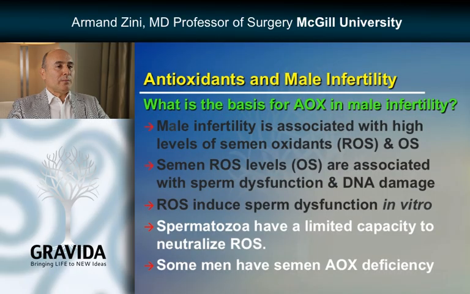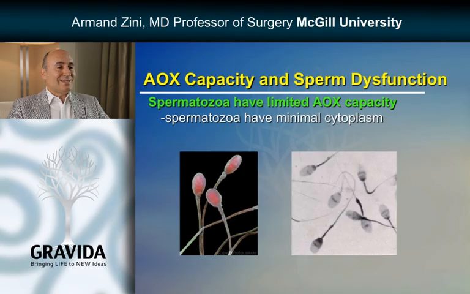Now, spermatozoa have very limited capacity to neutralize semen ROS, and this may be one of the reasons why oxidative stress will cause infertility and will cause sperm dysfunction. And we believe that some men may have semen antioxidant deficiency. So, as I said, spermatozoa have very limited antioxidant capacity, and that has to do with the fact that they have very minimal cytoplasm. They are very compact cells with really just a nucleus and a flagellum, which allows for motility.